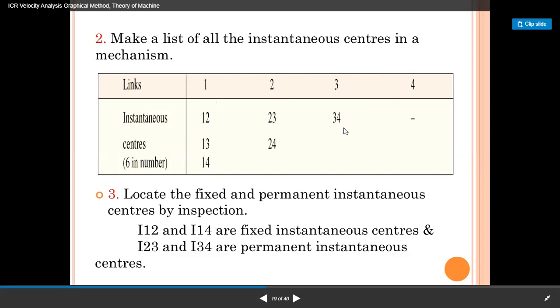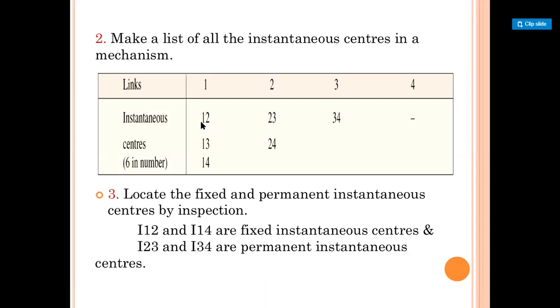Now calculate how many instantaneous centers you can get: 1, 2, 3, 4, 5 and 6. So 6 instantaneous centers you have to locate on the mechanism. They are instantaneous center I12, I13, I14, I23, I24 and I34.